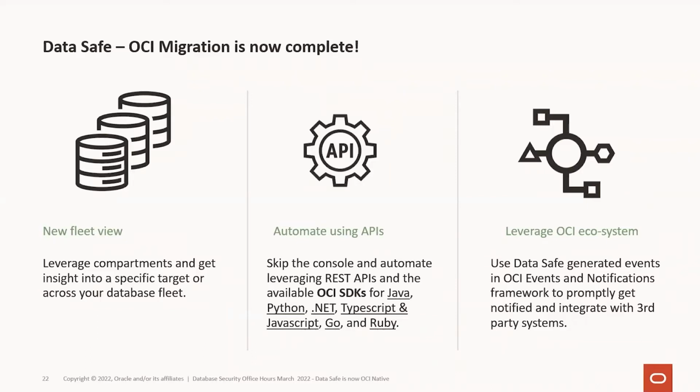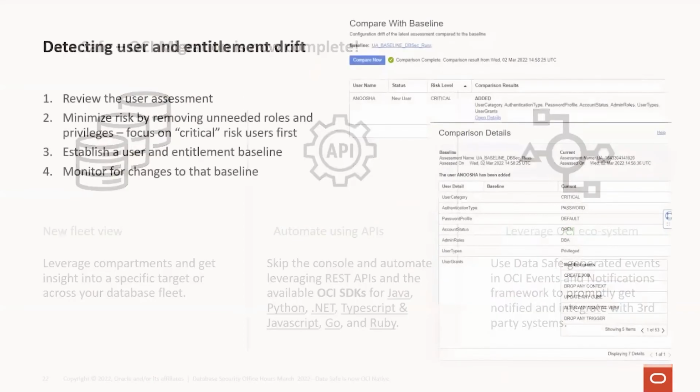And then we've talked about this as we were moving individual functionalities over, especially as we moved security assessment over. You do get the ability now to use the rest of the OCI ecosystem with DataSafe. That's particularly important when you talk about events and notifications, because this is the way that you can get email alerts, for example, when something happens or when DataSafe detects that something has happened. All right. Let's go through just a little bit more detail on these.